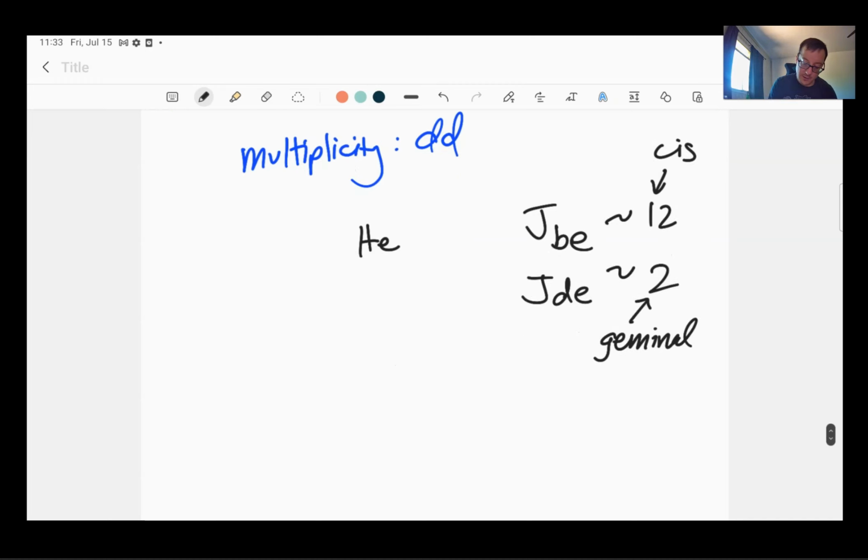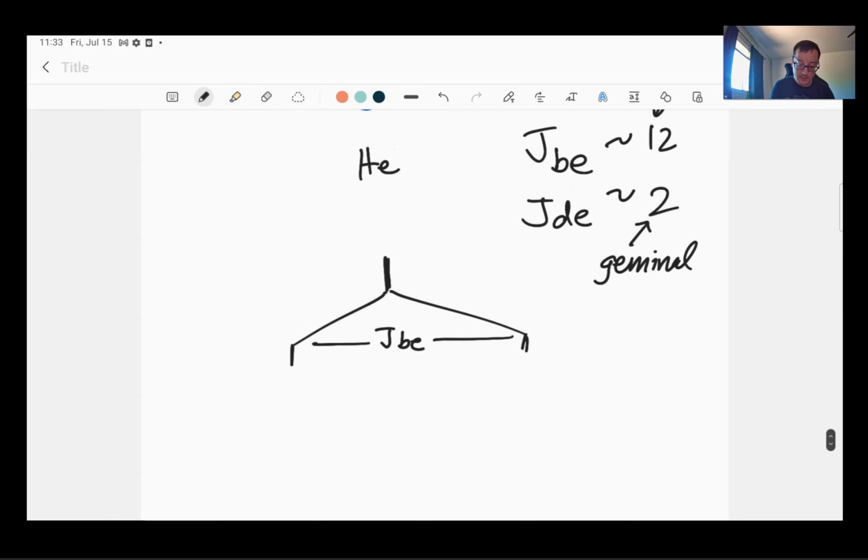So if we do this, we've got our signal. We want to split it first by 12. Again, there's not really a scale here, but about 12. We would end up splitting those, and this is J B E here. We're splitting that. And then we need to split J D E, which is a very small one. And so we will end up with our peaks like that. Over here is J D E, so very small compared to J B E.